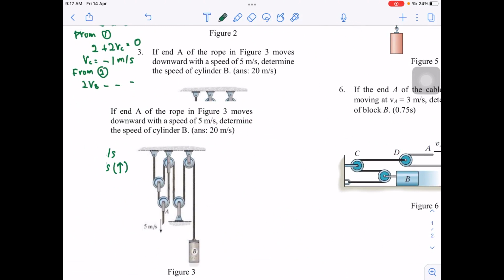Okay, so where is our datum for question number 3? At the top. Yeah, at the top. You can select at the bottom, tapi for simply we can select at the top lah. Okay, at the top. So this is our datum. Alright. But for this question, they have two pulleys, one on the top and one at the bottom. So between top and bottom, the distance is unchanged.